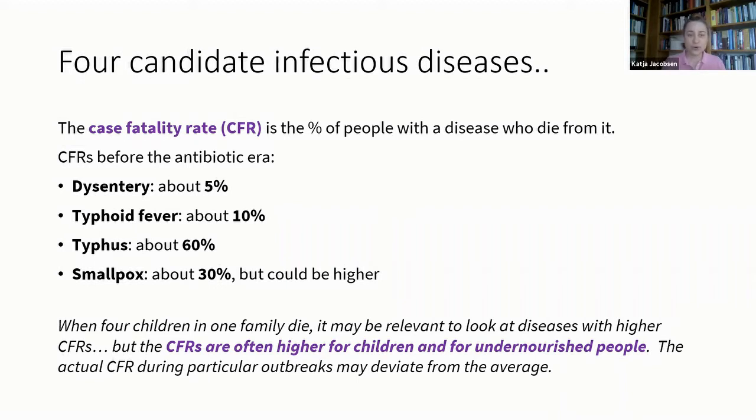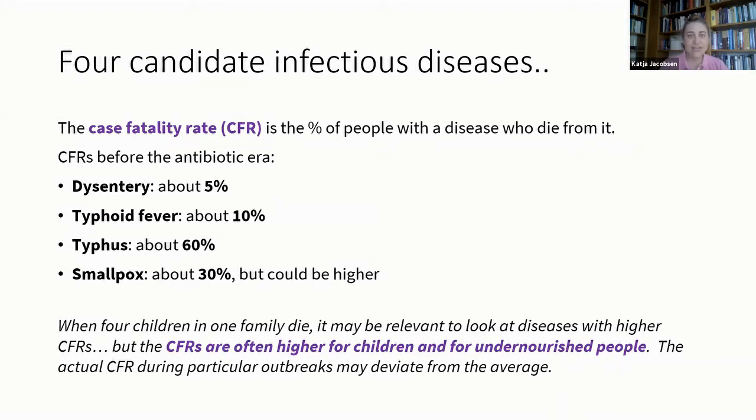When we see 4 children in one family die, the temptation is just to say it has to be the thing with the highest case fatality rate, because how else could we explain a family having that kind of bad luck? The challenge here is that our understanding of case fatality rates doesn't do a good job of accounting for people who are severely malnourished.